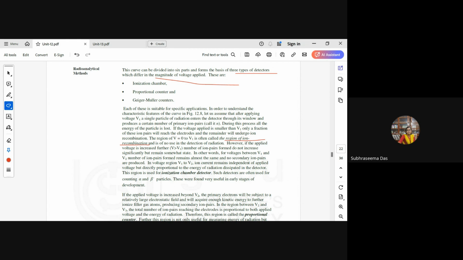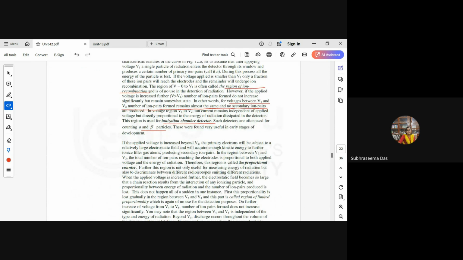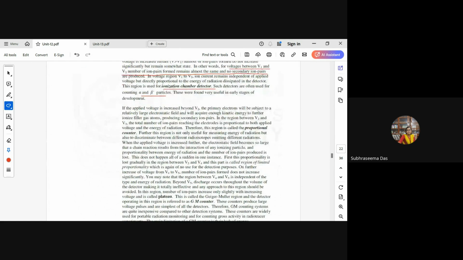However, if the voltage is increased such that V is greater than V1, then the number of ion pairs does not increase, but remains somewhat constant. So for voltages between V1 and V2, the ion pairs formed remain constant and no secondary ions are formed. This region, V1 to V2, is called the ionization chamber detector, which measures alpha and beta particles, and was primarily used for measurement of radioactivity.